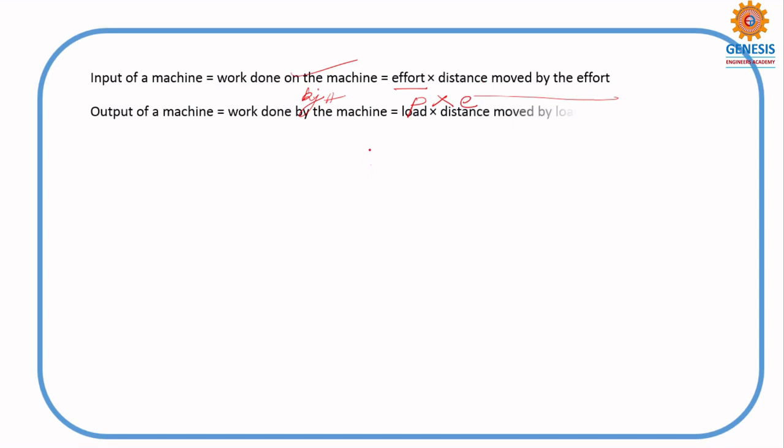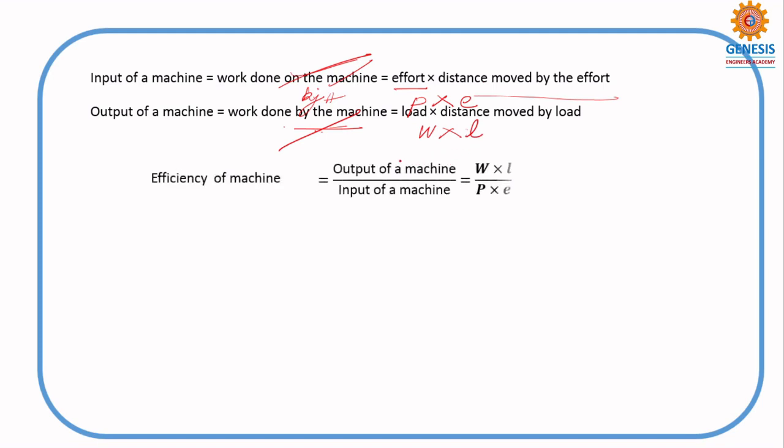Next one is the output, the work done by the machine. You are applying work done on the machine, that is the human being, and the advantage of this is work done by the machine. That is the load you are going to lift and the distance moved by the load, that is L. Now efficiency is equal to output by input, that is, the output by your effort.